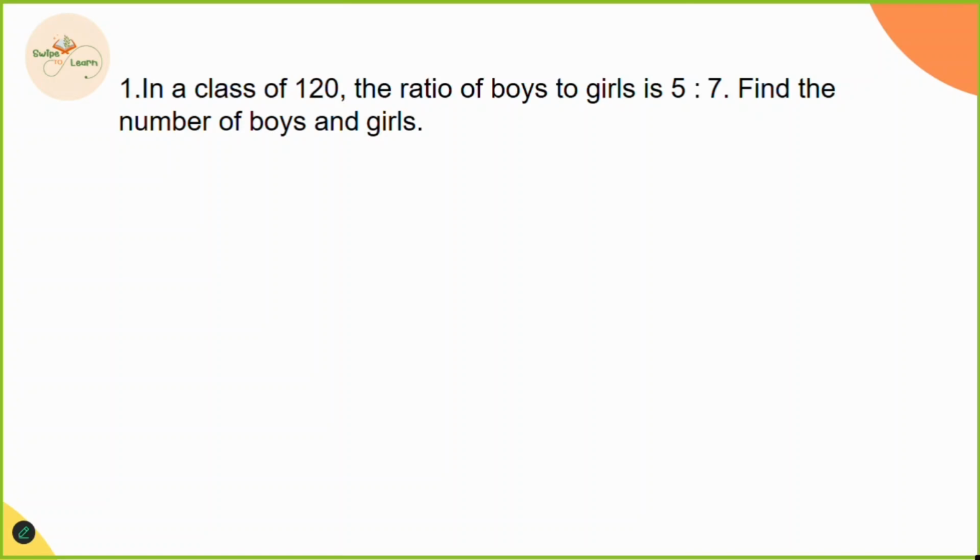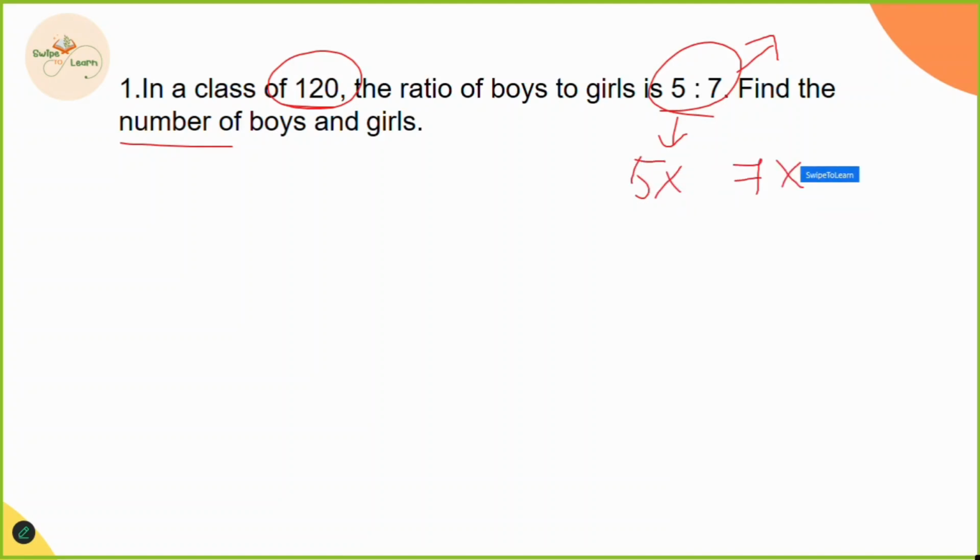Our very first question is: in a class of 120, the ratio of boys to girls is 5:7. Find the number of boys and girls. Here the total number of students is given and the ratio is also given, and they're asking us to find the number of boys and girls. These are not the values, these are the ratios, so we always need to consider them as 5x to 7x.